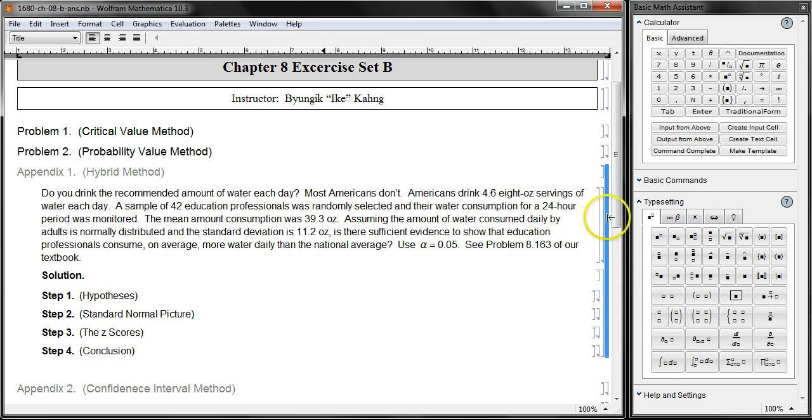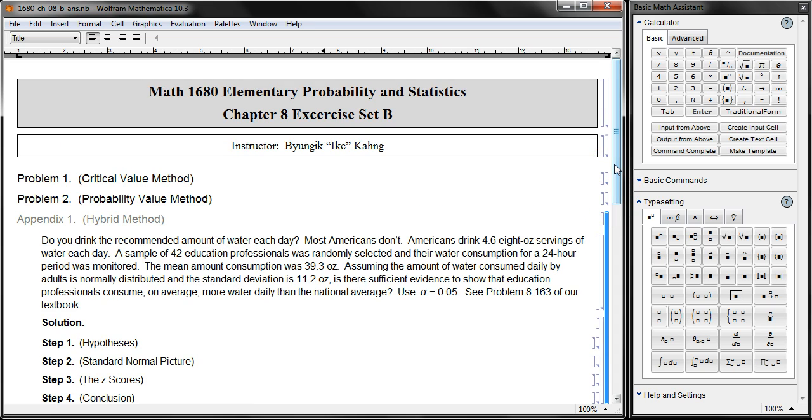Okay, here we go. Do you drink the recommended amount of water each day? Most Americans don't. Americans drink 4.68 ounce servings of water each day. A sample of 42 education professionals was selected randomly, and the water consumption for a 24-hour period was monitored. The mean consumption was 39.3 ounces. Assuming the amount of water consumed daily by adults is normally distributed and the standard deviation is 11.2, is there sufficient evidence to show that education professionals consume, on average, more water daily than the national average? Use alpha value as 0.05.